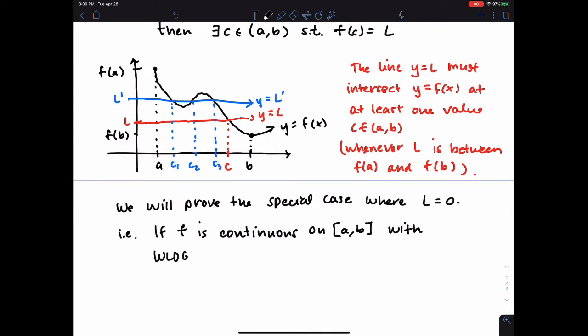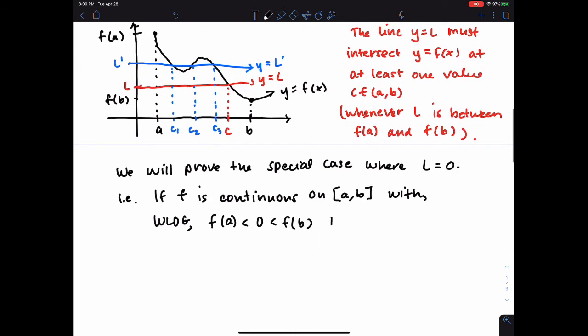without loss of generality, I'm going to assume that f of a is the negative number and that f of b is the positive number. So 0 here is playing the role of L. It's the number between f of a and f of b. Then there exists a c in (a, b) such that f of c equals 0.